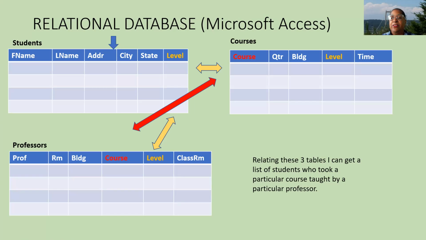And you could have a list of students who took a particular course from a particular professor. If they weren't related, you couldn't get all of that. So you can see why a relational database is more powerful, because you can have different kinds of tables and find a relationship between the tables so that you can extract more information out of it.